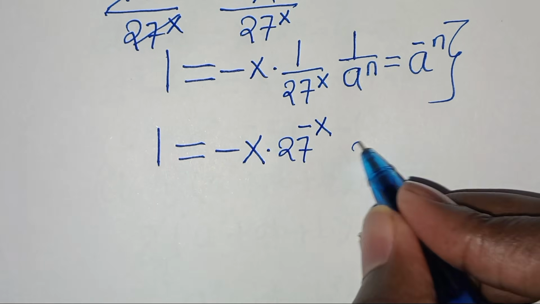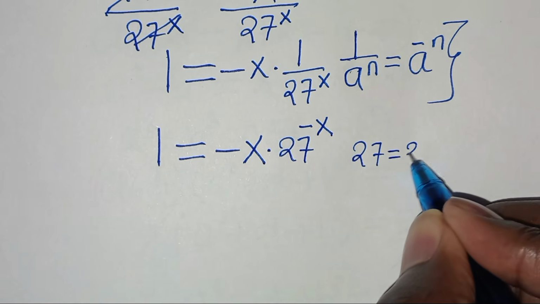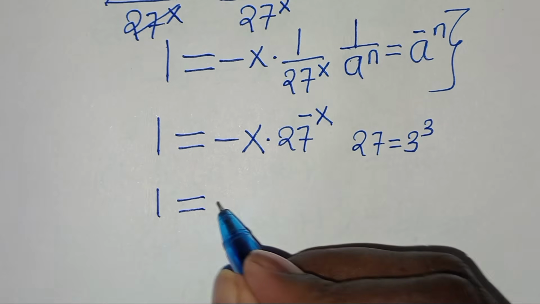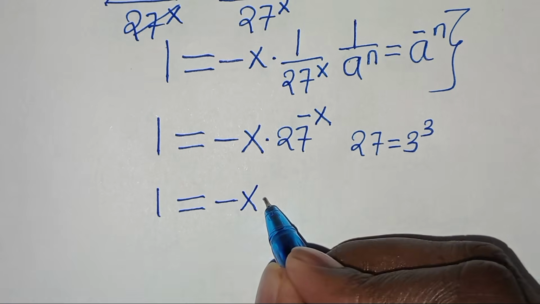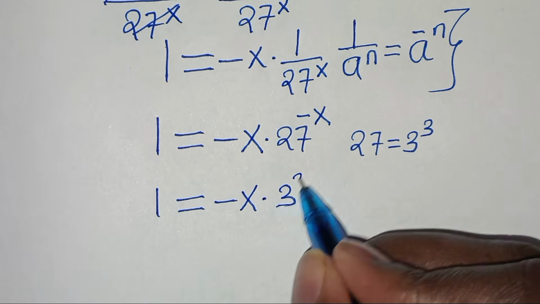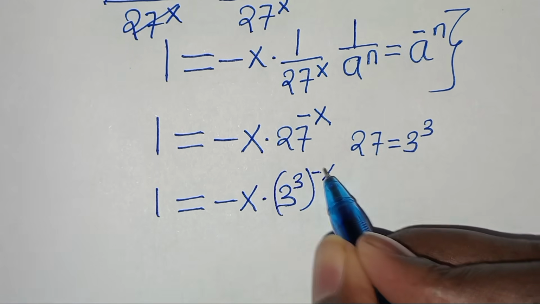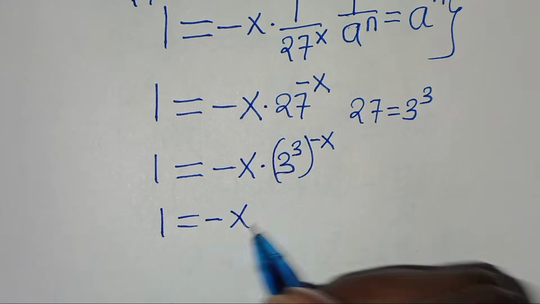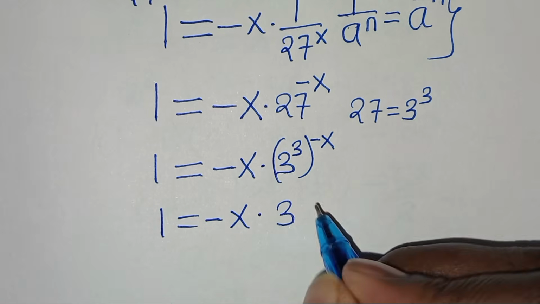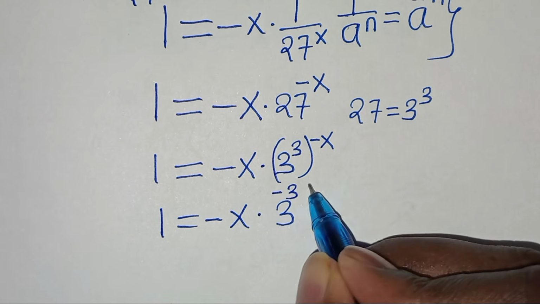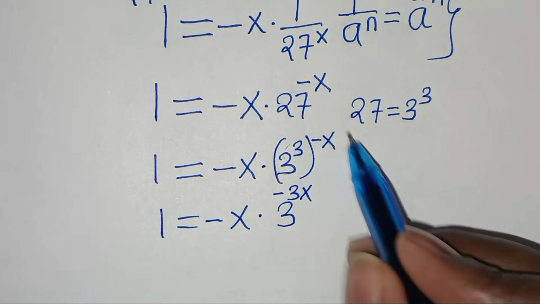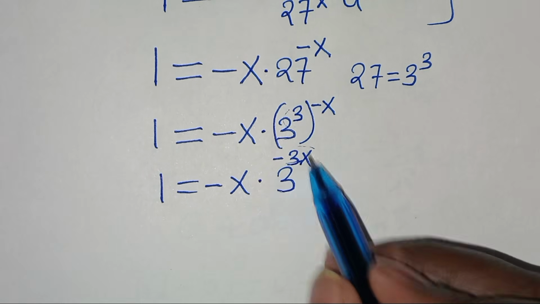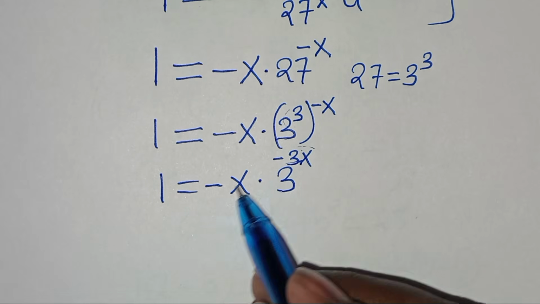The next step from here, we can express 27 as 3 to the power of 3. So 1 is equal to minus x, and now this is 3 to the power of 3 multiplied by minus x. This implies that we have minus x times 3 to the power of minus 3x. So 3 times minus x is minus 3x. We have the power of minus 3x here, and we have minus x.